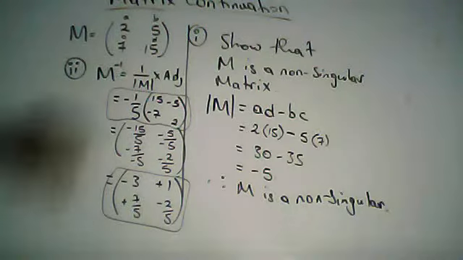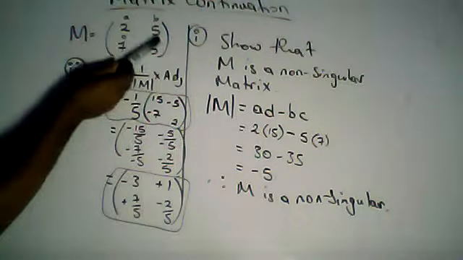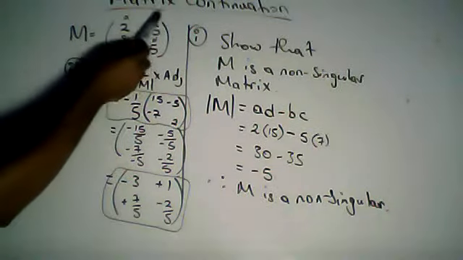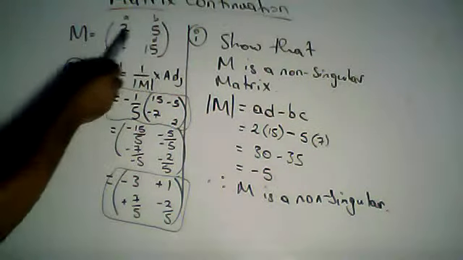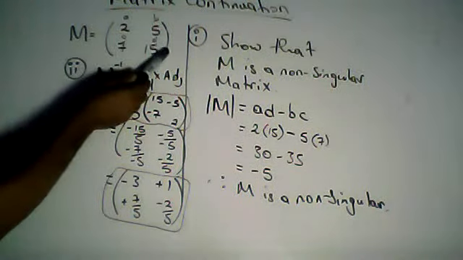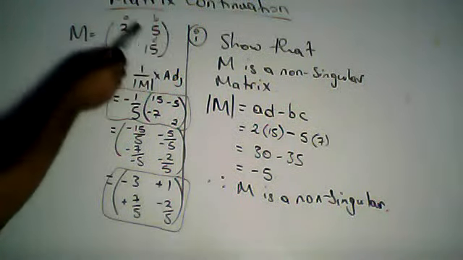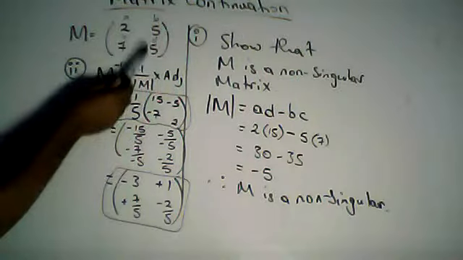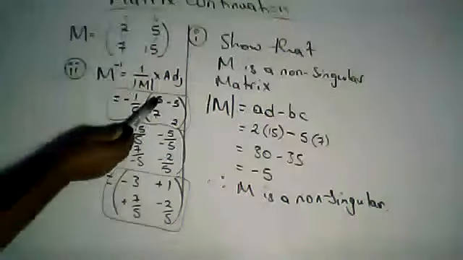Remember, what we switch around is the leading diagonal, and we change the signs for the non-leading diagonal. So these we change the signs. These we switch them around, switch places with these values. So the 15 go at top, 2 go at bottom. We change the signs on these. You realize that's what I did?